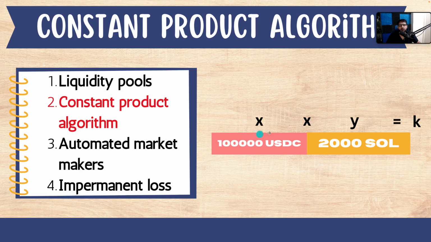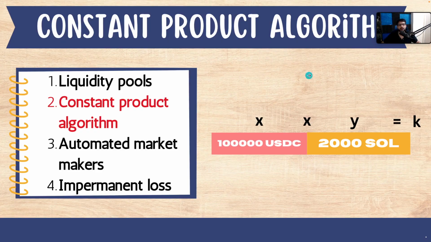What is the product right now? It is some 200 million, right? Or whatever, 2 million, 200 million, 2 billion. You get the idea. If I take 1,000 Sol from here, I will have to double this amount. If I'm making this half, I will have to double this. X into Y is constant. So if I make this half, then I have to double this. I have to pay 100,000 US dollars. That is how the price is decided.